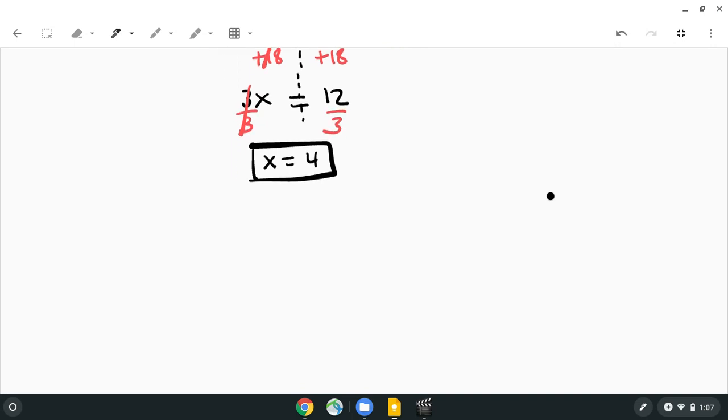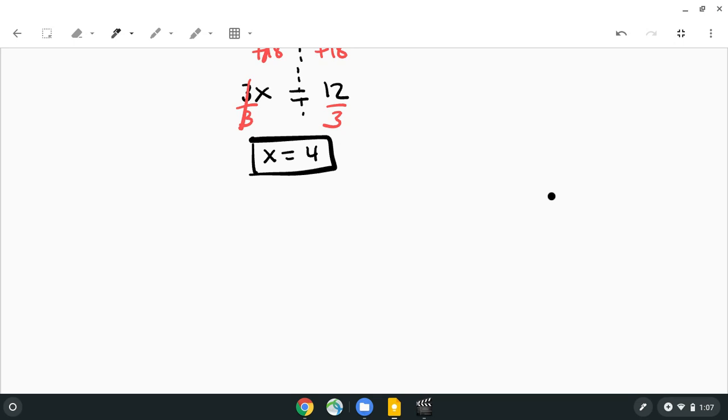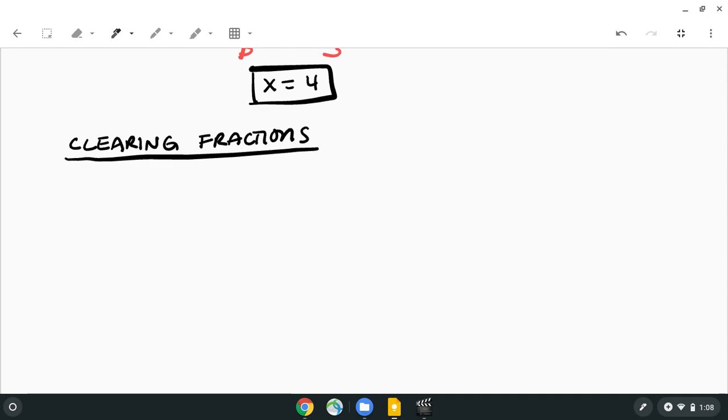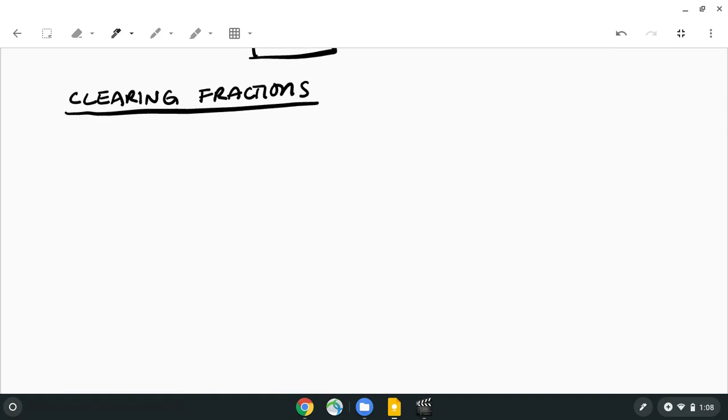Okay. So here is another type of problem where we have a lot of fractions. And so what we're going to do here is look at solving by clearing fractions. And again, you don't have to clear your fractions if you're comfortable with working with fractions, but this method of clearing your fractions kind of helps to keep the equation a little clean and a little more simplified. Okay, so let's take a look.